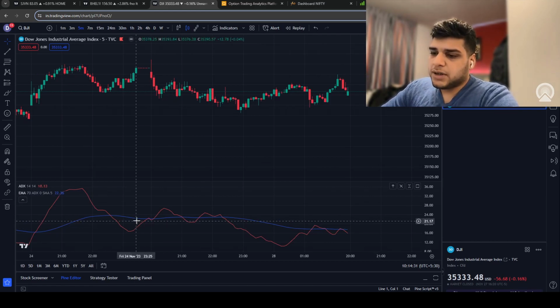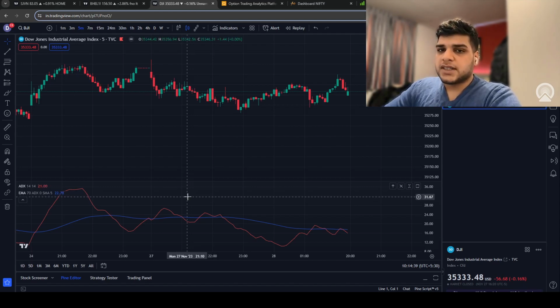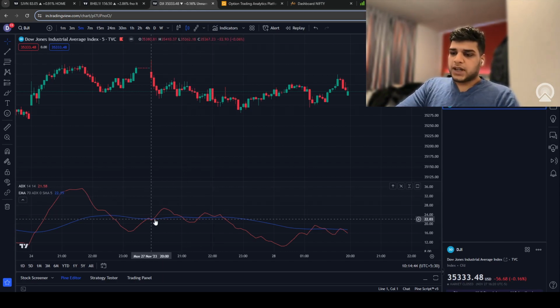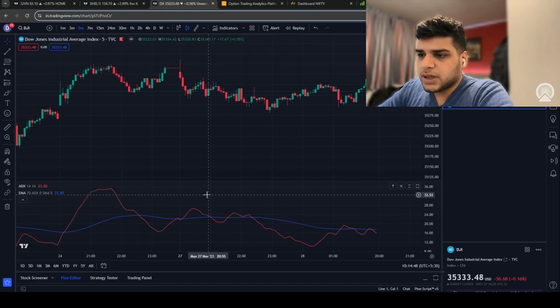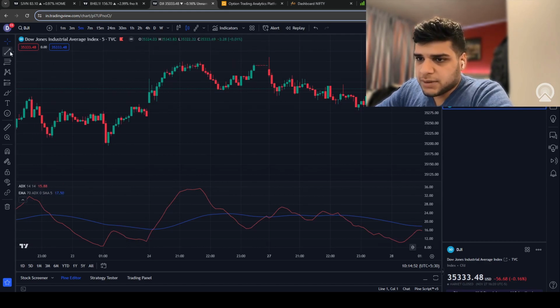So basically, whenever the ADX is above the 70 EMA, that's supposed to signify that whatever momentum is already happening in the market, say if the markets are going down and the ADX is above the blue line here, it's supposed to continue going down. The momentum continues.